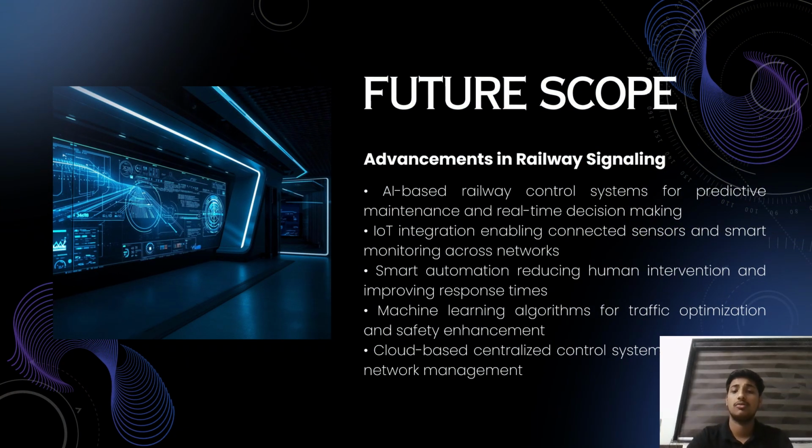So now let's talk about the future scope. In the future, the system can be enhanced using artificial intelligence and IoT based systems. AI can help in predicting train movements and avoiding congestion. IoT can enable real time monitoring and remote control. This will make railway systems smarter and more efficient.